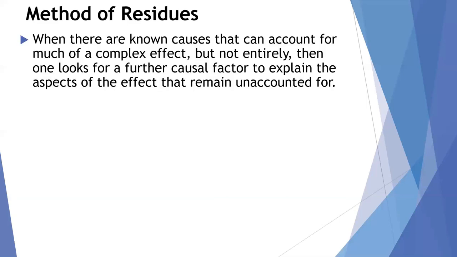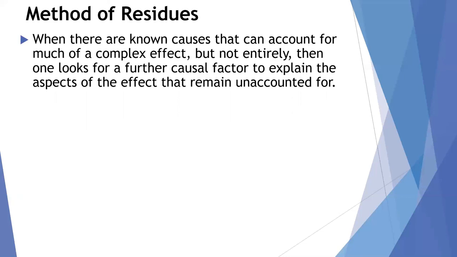One final method of identifying causes is the method of residues. And here you have known causes that account for much of a complex effect. So you understand something to a fairly good degree, but not entirely. Then you look for a further causal factor to explain the aspects of the effect that remain unaccounted for.